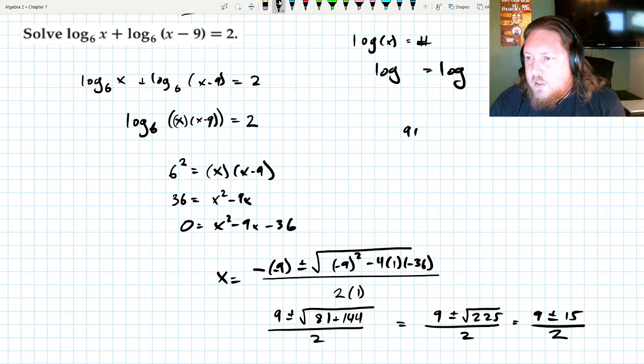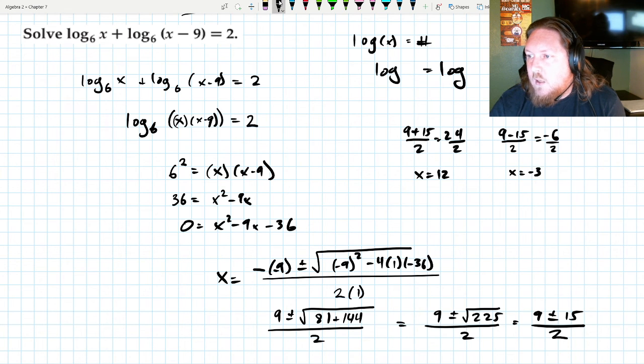9 plus 15 is 24, divided by 2 is 12, so x equals 12. 9 minus 15 over 2 is negative 6 over 2, and x equals negative 3. So two possible answers there.